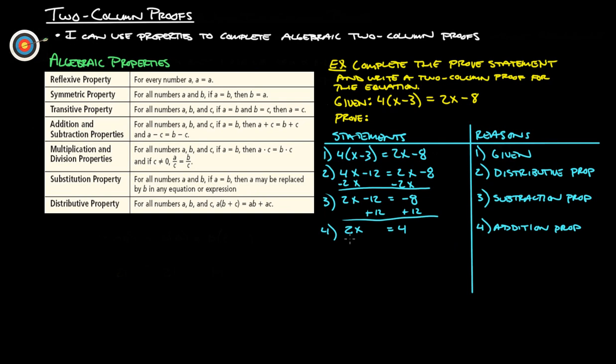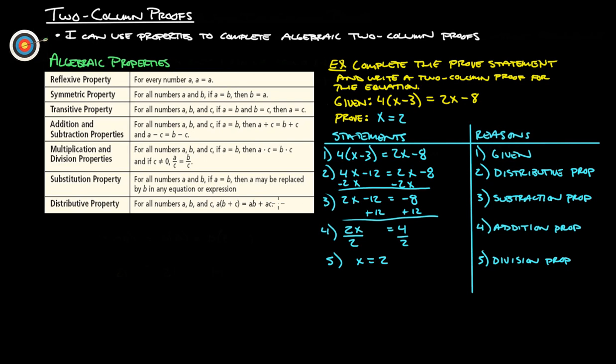Really the last thing we want to do here is divide both sides by 2, right? And we get that x equals 2. So how did we get from this step to that step? We divided. That's the division property. And we already have the x on the left side, so that's what we want. We always want to have the variable on the left side. So now our prove statement is prove that x equals 2. And we've made our own proof for this algebraic problem here.